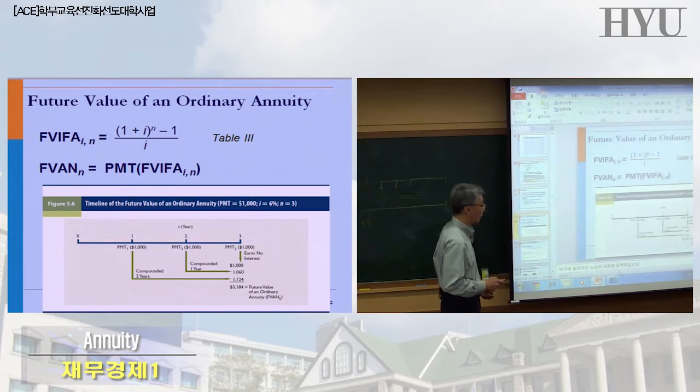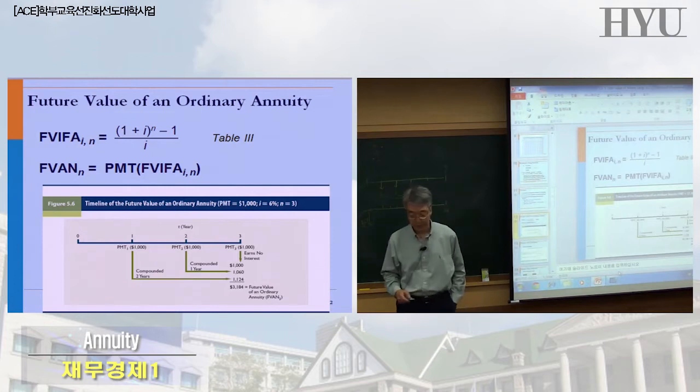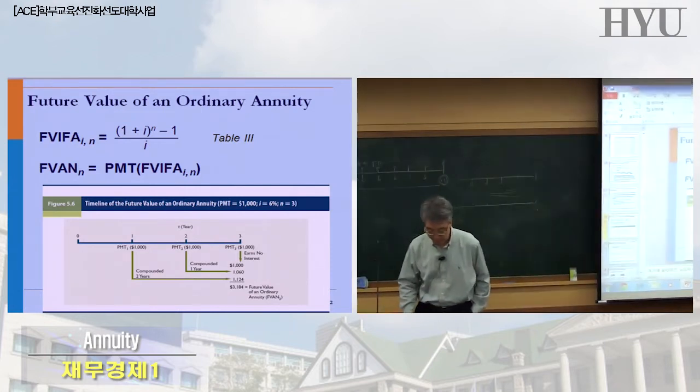$3,184. So in case you're dealing with an annuity, you can use table 3 to calculate the future value of the annuity, FVIFA or FVAN, future value of annuity. You multiply PMT, which is 1,000 here, times the FVIFA for the corresponding interest rate and number of periods. Simple.